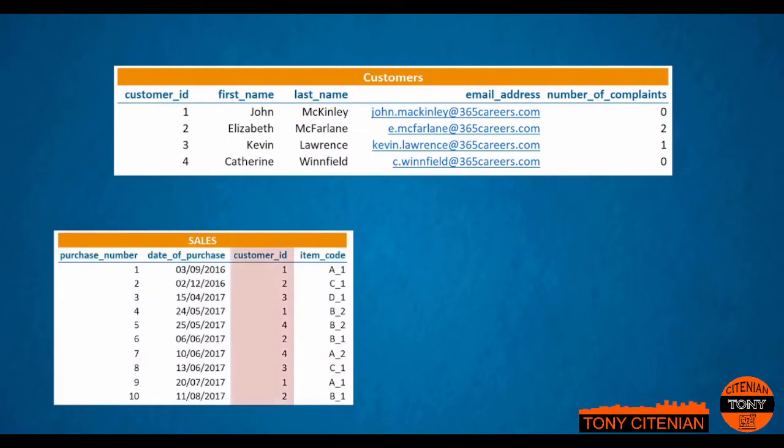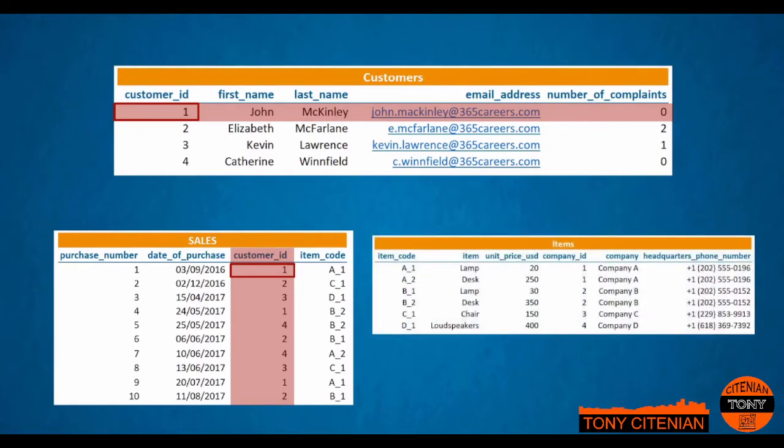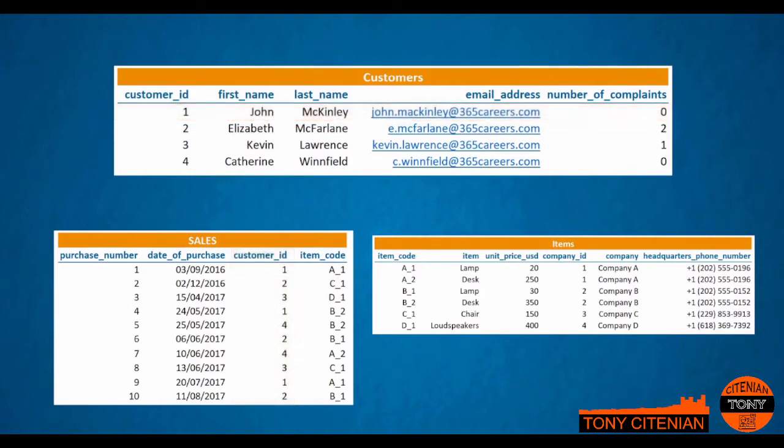Every time we have a customer with an ID number 1 in the sales table, we can refer to the customer with ID number 1 in the Customers table and see her name, email, and number of complaints filed. Same goes for the Items table. It contains the item code, product description, its unit price, ID, and name of the company that has delivered it, and the company's headquarters phone number. Here, the connection between the sales table and the items table is not the customer ID, but the item code.